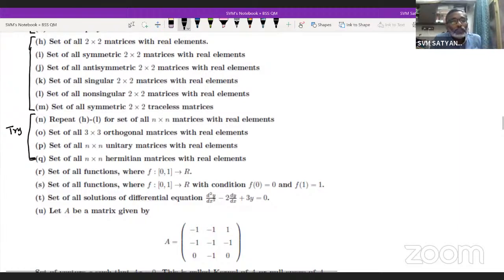You can try the remaining ones also, but I will discuss R, S, T, U, V, W, those things in the next class. Okay, so I will stop here. If you have any questions, you can ask.